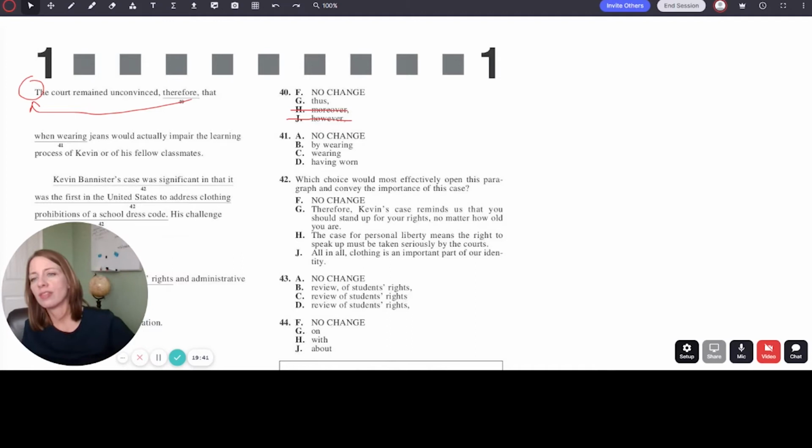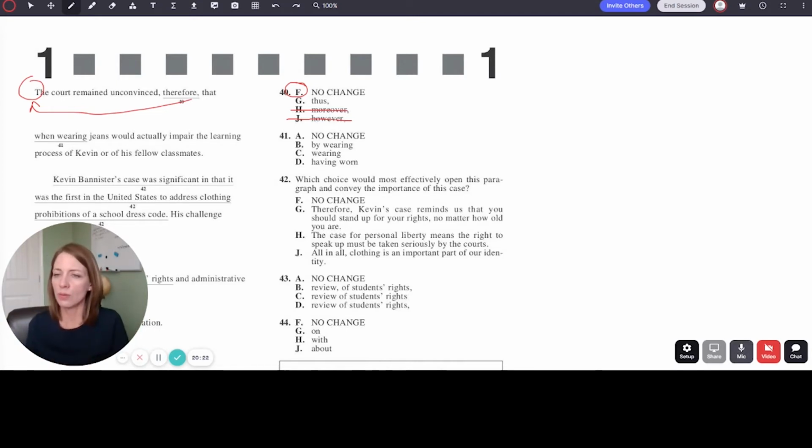I'm going to go with "therefore" because "thus" feels a little, I don't know, Old English. So, this happened, therefore that happened. The board couldn't prove, therefore the court remained unconvinced. So it's cause and effect. As far as this is the effect, they remained unconvinced.